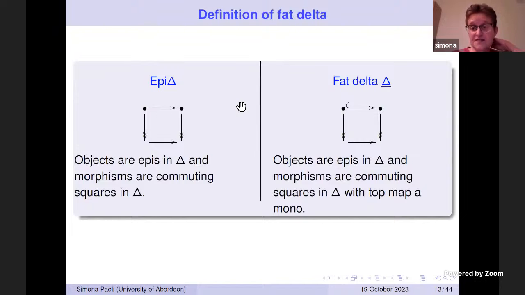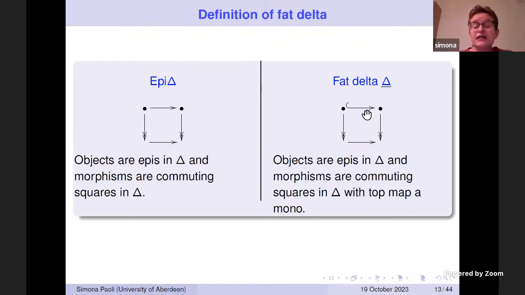The definition I'm going to give is the less intuitive definition, which is not the one that was originally given by Kock, except that this definition is the one that is most useful to actually give the proofs and really get things done. So we start from the category of epimorphisms in delta. So the objects are the epimorphisms in delta, and the morphisms are the commuting squares like this. In the fat delta, the objects are still the epimorphisms in delta, but the squares that you consider are the ones in which the top arrow is a monomorphism in delta.